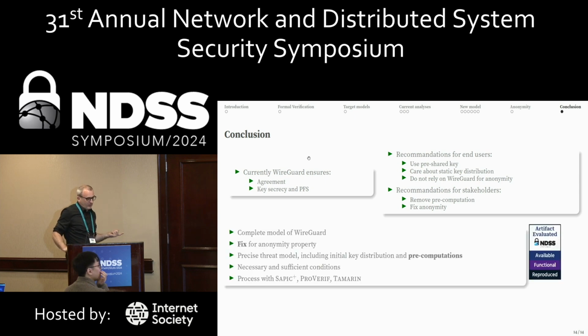So our contribution for this work: we provide a complete model of WireGuard, which is deeper than the previous ones. We propose a fix for the anonymity property. We have a complete threat model that includes this pre-computation issue that I mentioned. And we also have a necessary and sufficient condition for each property, security, agreement, and anonymity. We have modeled the protocol with SAPIC+, ProVerif and Tamarin, which are currently the three main tools for symbolic analysis. All our models, tools, etc., are currently available, functional, and published on our website.